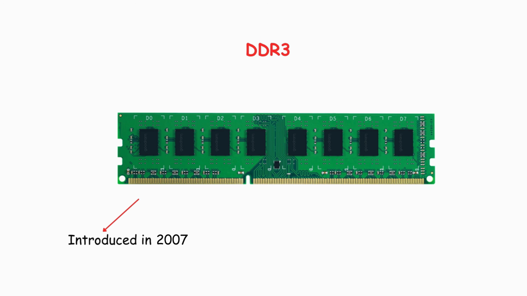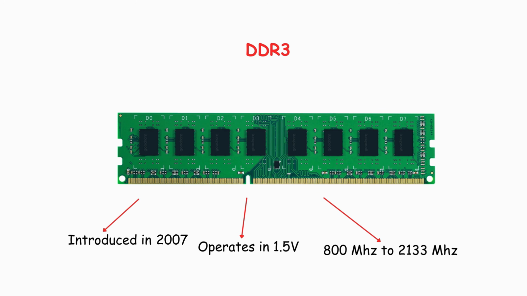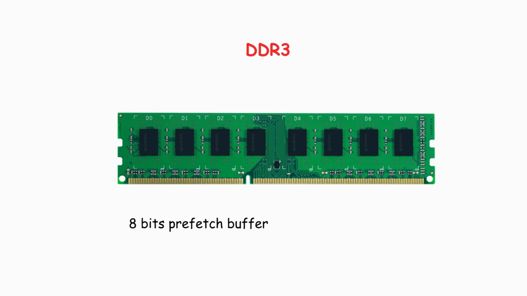In 2007, DDR3 entered the scene and dominated for nearly a decade. The voltage dropped again to just 1.5 volts, making systems even more power efficient. DDR3 speeds started at 800 MHz and went all the way up to 2133 MHz for standard modules, with enthusiast editions pushing even higher. The prefetch buffer doubled again to 8 bits, allowing for even better data throughput. DDR3 also maintained the 240-pin design, but with a different notch position.